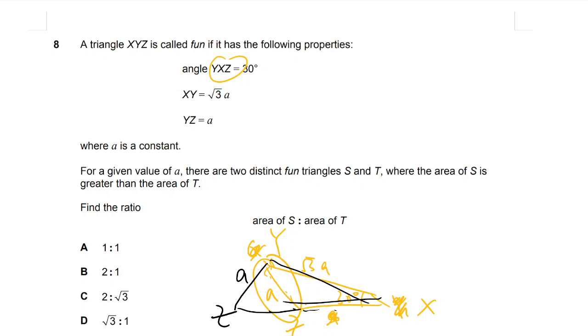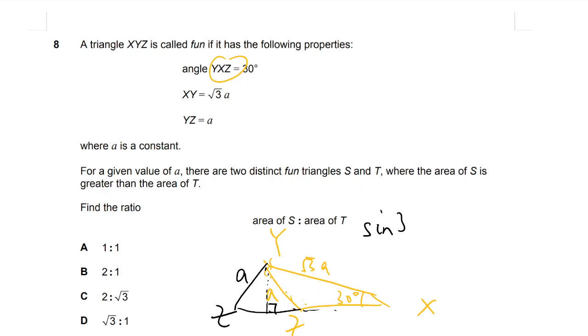Okay, so now we have to find the ratio of the area of S to the area of T. So what can I do? Now let me make this diagram more legible. Because we're trying to find the area, how about we find the height of this triangle? So how do I get the height of that triangle? Well, I know that the height is perpendicular to the base, so it's definitely perpendicular here.